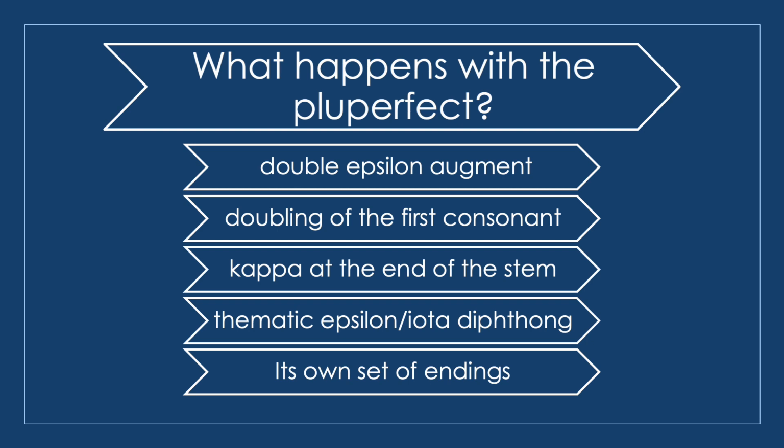It has its own set of endings there, pretty much identical to the present tense, actually, but you'll get the kappa, the double epsilon augment, and the doubling of the first consonant. So you'll get a beginning that looks a bit like ll or erer or epep, and then an a sound with epsilon iota on the ending. Let's have a look at what they look like.